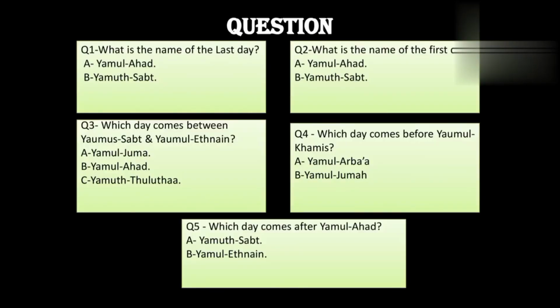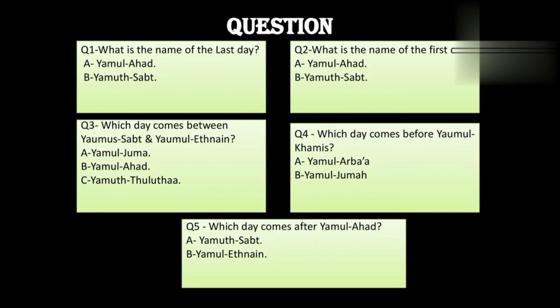So now the time is for the quiz. There are 5 questions. You should read them carefully, give their answers, and tally them in the description. First question: what is the name of the last day? A. Yamul-Ahad or B. Yamuth-Sabt.